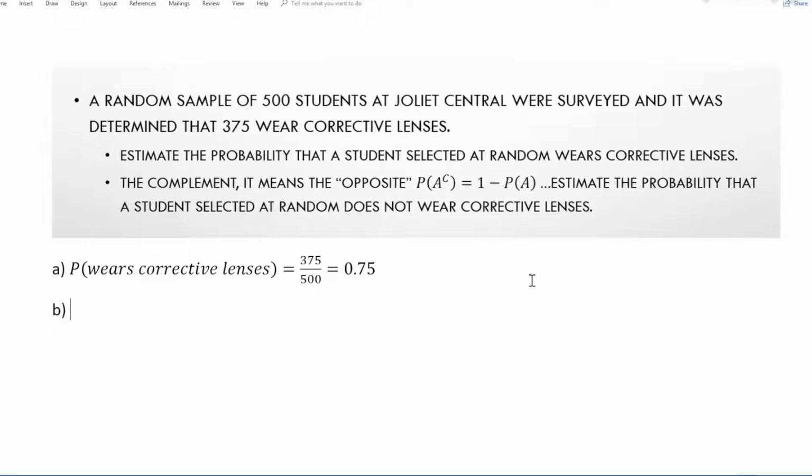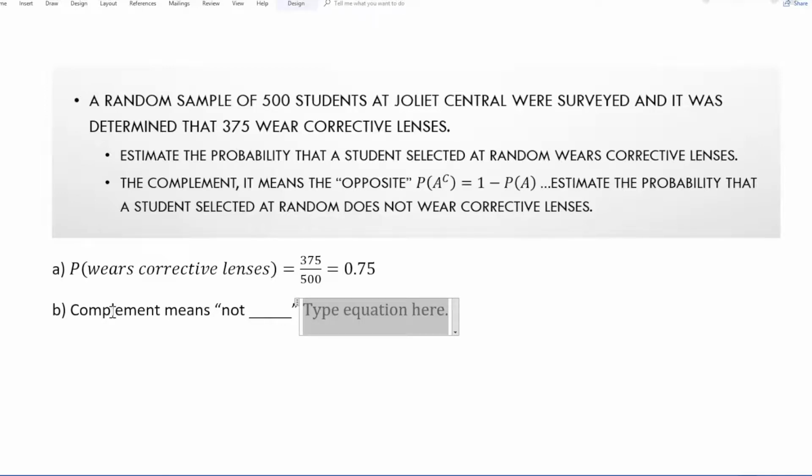So the complement, it means the opposite. So the probability of A complement is 1 minus the probability. So what this basically gets down to is that it's the probability of something not happening, right? So the complement means not happening. So complement means not whatever that event is. So in this case, we have the event, the probability of wearing corrective lenses, right? So what I'm finding with the complement is the probability that they don't wear them.